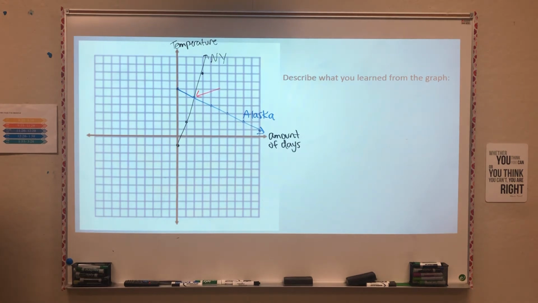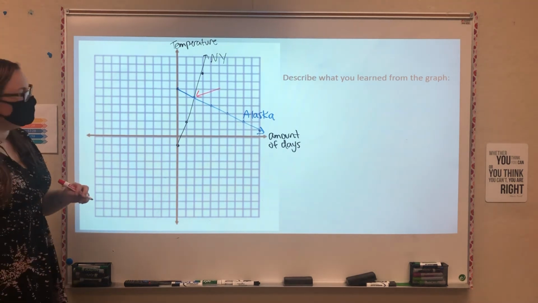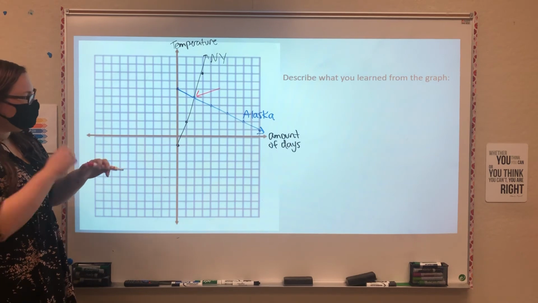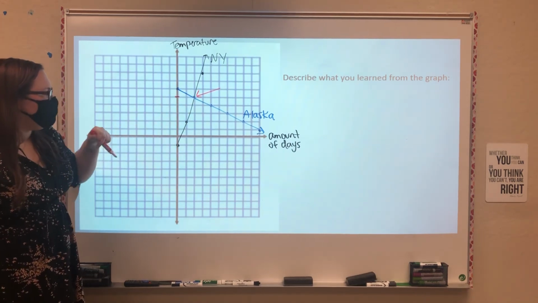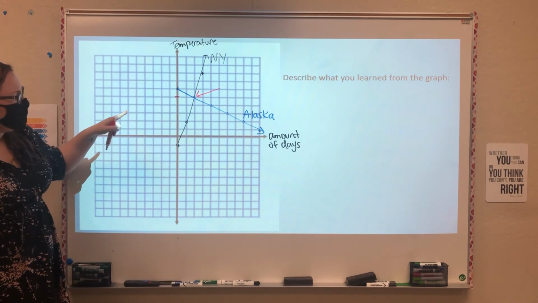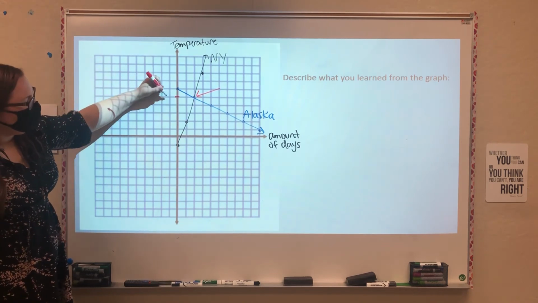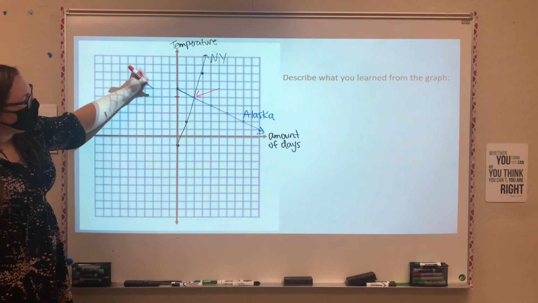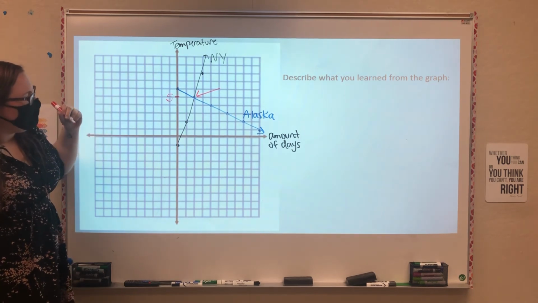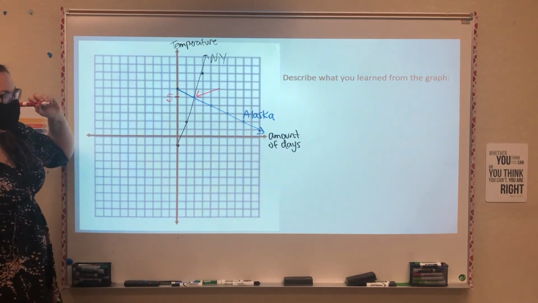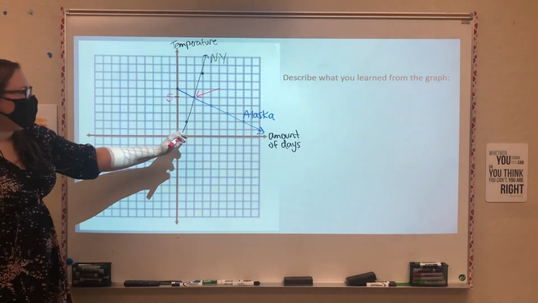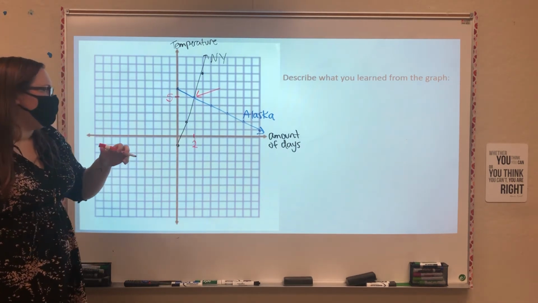When the temperatures would have been the same. Yep. So this point here is telling me the temperatures were the same. The temperatures were both, what temperature is that? 5 degrees. The temperatures were both 5 degrees. Give me a little more information. On the second day.